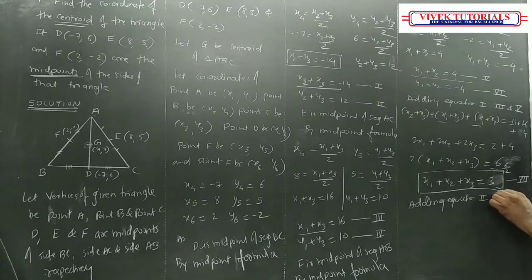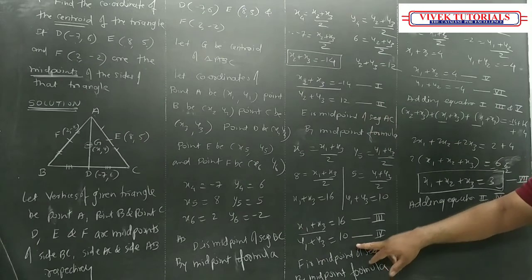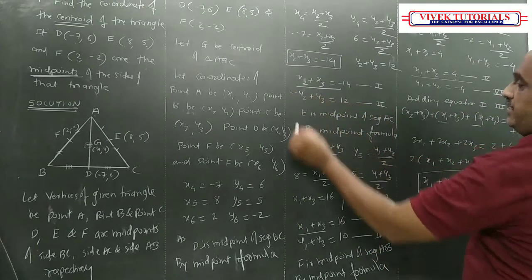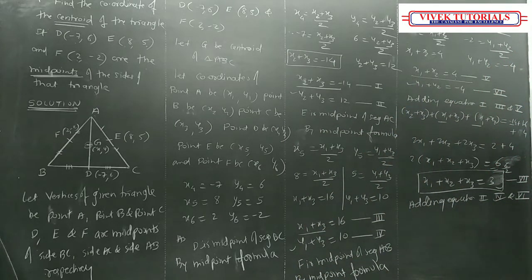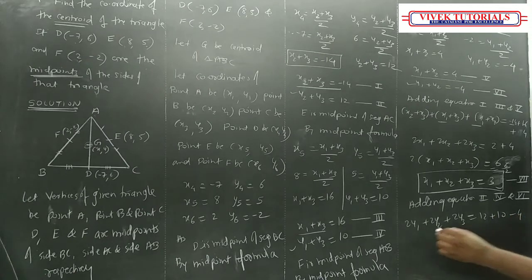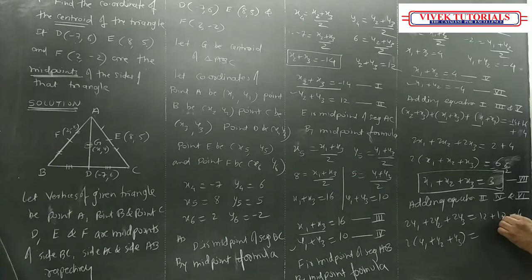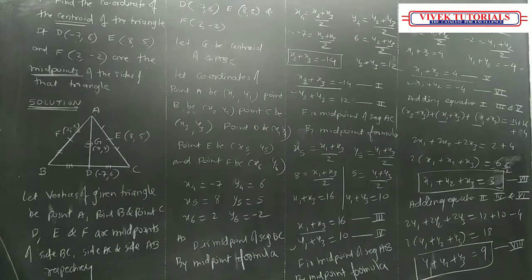equation 2, 4 and 6. If I am adding 2, 4 and 6, in the same way this one and this one you are going to add. So what I'll get is 2y1 plus 2y2 plus 2y3 is equal to 12 plus 10 minus 4. So 2 in bracket, y1 plus y2 plus y3 is equal to 22 minus 4, which is 18. So y1 plus y2 plus y3 is equal to 9. It is your equation number 8. Have I understood this? Okay. So y1 plus y2 plus y3 is 9.